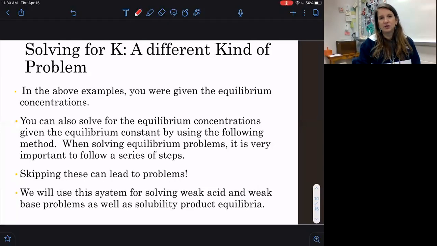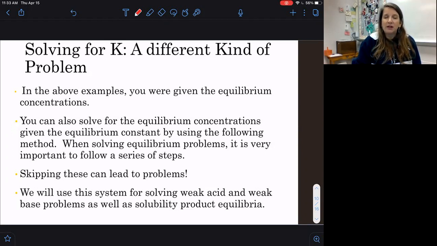Hey there, students. So in the last video, we were talking about solving for K given equilibrium concentration. So it was already telling us how much of each reactant and product was at equilibrium so that we could solve for K. But there's a different way that we can use these equilibrium expressions, and that's for us to figure out how much stuff is present at equilibrium and how much stuff we started with in some cases.